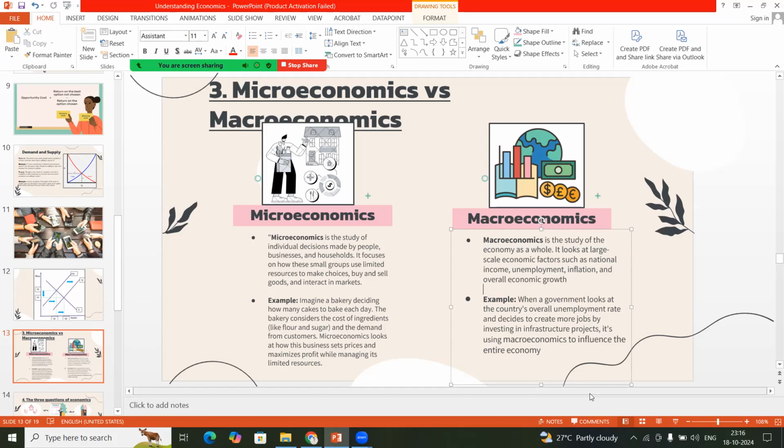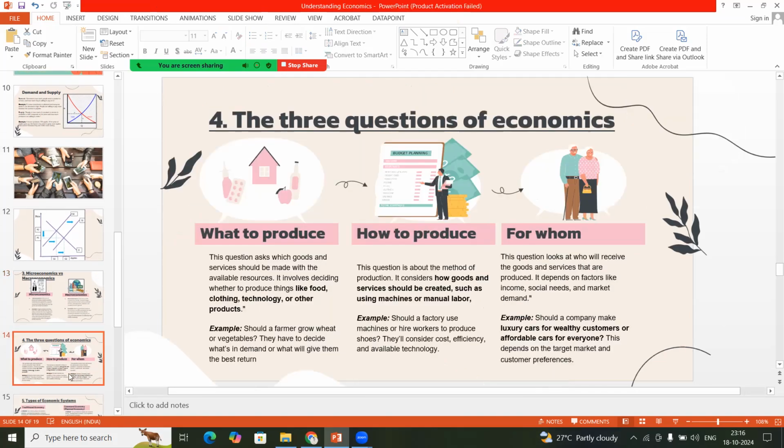So in order to influence the entire economy, the government is taking decisions on an aggregate level. So this is macroeconomics. Now, one of the important parts in this chapter is the three basic questions of economics: what to produce, how to produce, and for whom to produce. Depending on the demand of the customers, the producers have to decide what they will produce, whether they will produce more food, or more technology, or more other products.